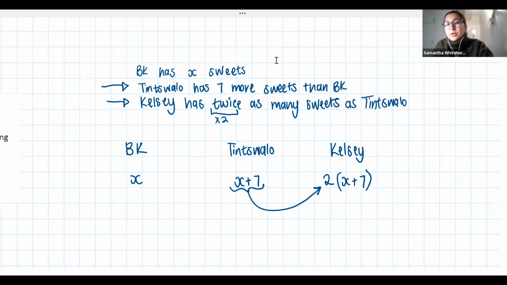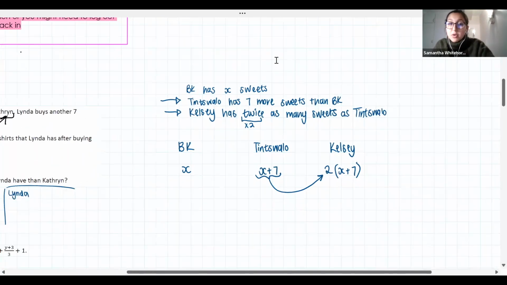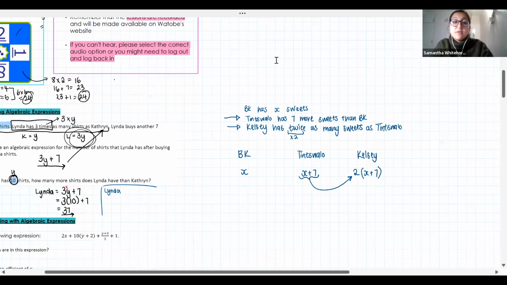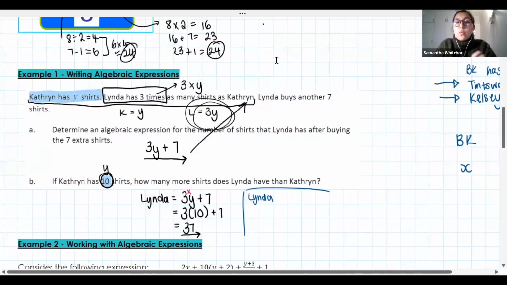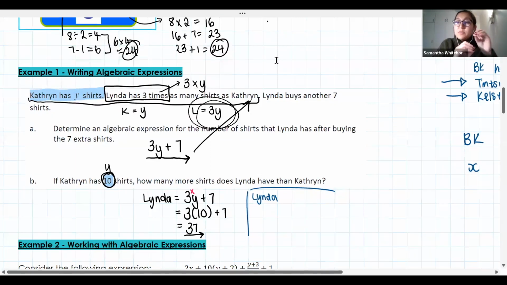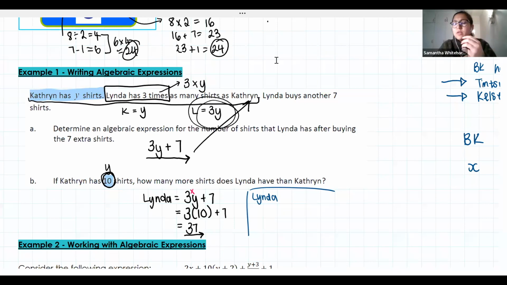It doesn't matter how many people we're working with, whether it's 2, 3, 17, we won't give you 17 because that's mean, but we will always need to be able to relate it back to whatever our original was. And we will give you that information. I'm not just going to say BK has sweets and Swallow has sweets. I'm going to give you something about it. Swallow has 7 more. Kelsey has 2 times as many as Swallow, whatever the case is, so that you can go and write the expressions.